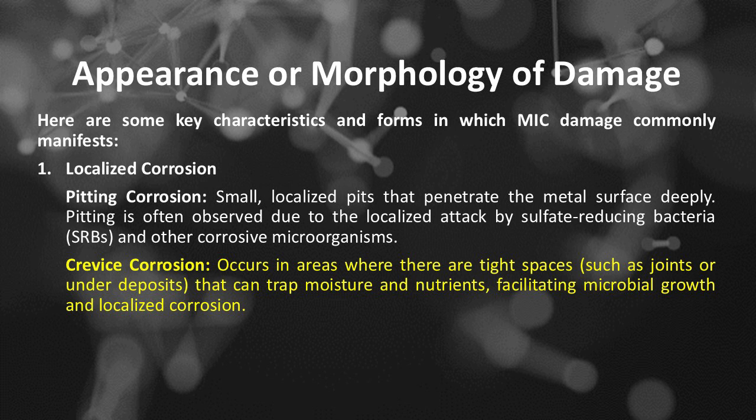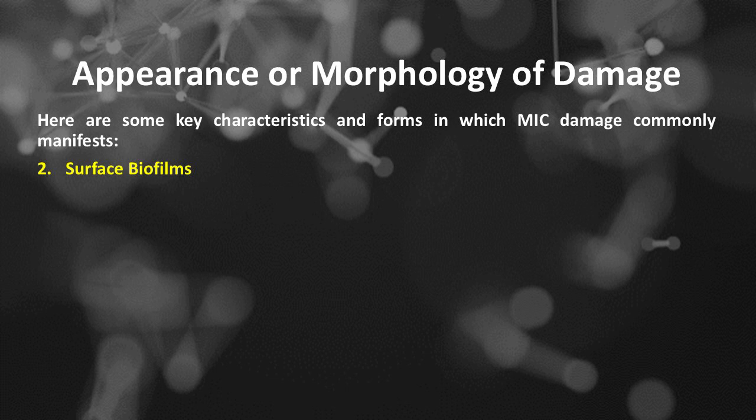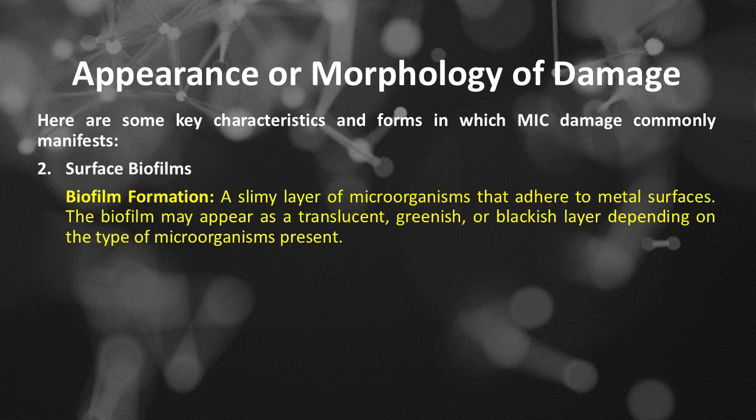Crevice corrosion occurs in areas where there are tight spaces, such as joints or under deposits, that can trap moisture and nutrients, facilitating microbial growth and localized corrosion. Number 2 is surface biofilms. Biofilm formation, a slimy layer of microorganisms that adhere to metal surfaces. The biofilm may appear as a translucent, greenish, or blackish layer depending on the type of microorganisms present.